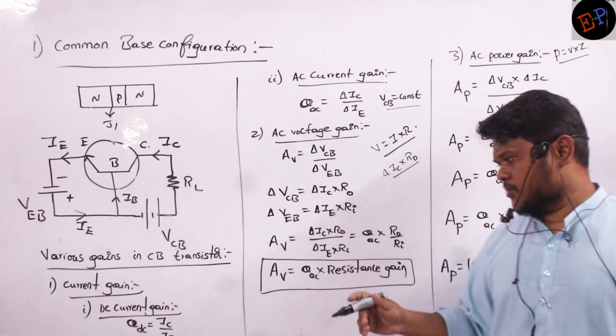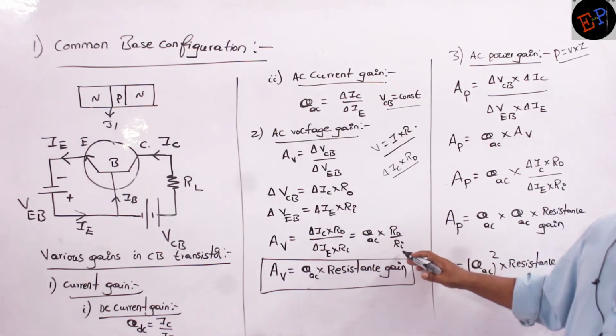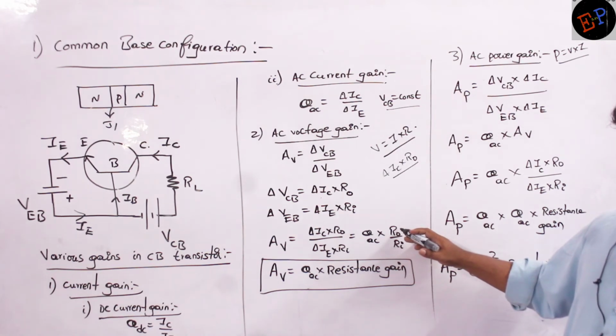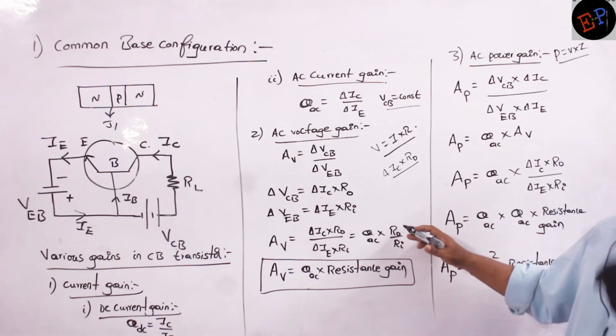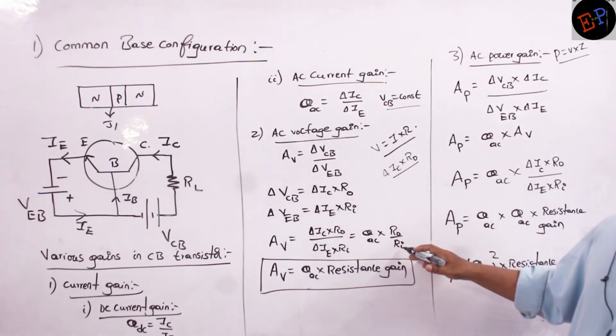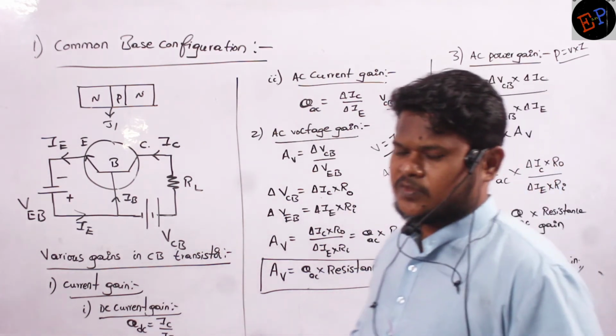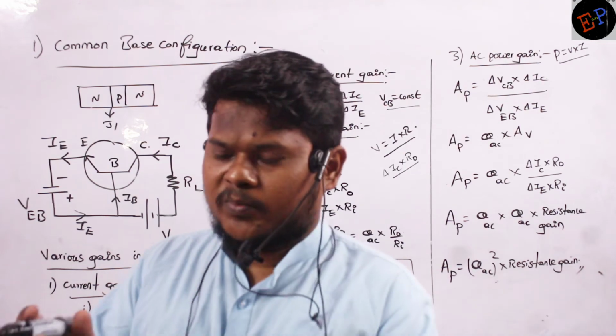What is the reason? The reason is very simple. Resistance gain is R0 by R input. Output resistance is very large, no? Already we discussed which resistance is very large in a transistor. Output resistance is very large, so compared to output, input resistance is very small. So automatically the output voltage will also be very large. Therefore, the transistor works as an amplifier.